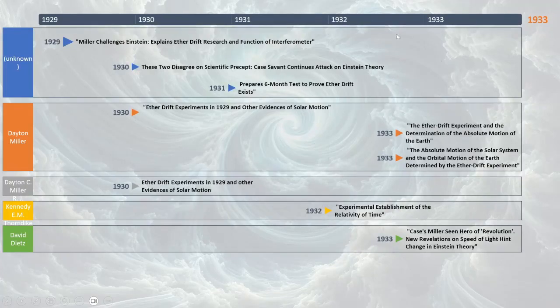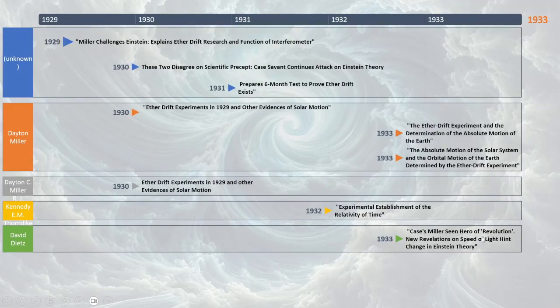Tate and Miller again doing experiments in 1929. Ether drift experiments and other absolute motion of the solar system and the orbital motion of Earth determined by the ether drift experiment. Tate and Miller again pumping through to 1930 and other evidences of solar motion. Then we have Kennedy EM coming out with the experimental establishment of the relativity of time. Again, must be unrelated. 1933, David Dietz.